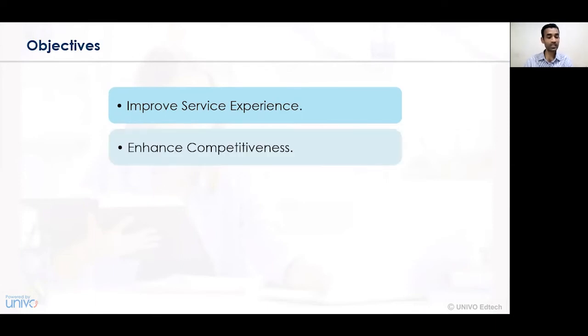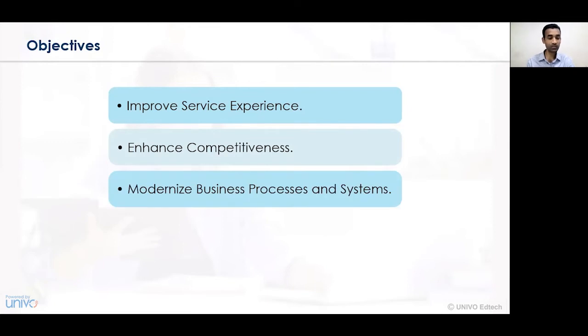The second objective is enhancing competitiveness. For the enhancement of competitiveness, we must have a proper ERP system which is controlled by the organization in a better way. For increasing competitiveness, and for building or developing better and more effective productivity of goods and services, we must have a proper ERP system which controls, regulates, functions, and governs the proper management of all the goods, services, commodities, and departments. The next objective of ERP software is modernizing the business processes and systems.